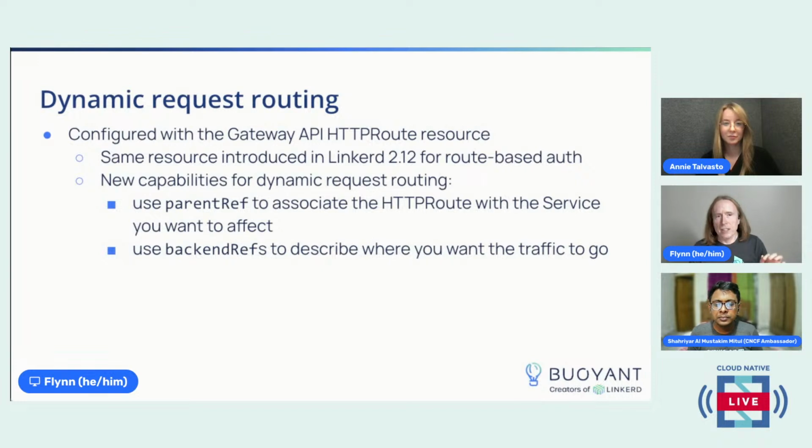Part of this is that Linkerd is actively participating in the Gamma initiative to bring the Gateway API into the world of service meshes. So this is kind of a new capability here. You use the parent ref of the HTTP route to bind the route to a service. With Gamma, you can bind to services, not just with gateways. And then the backend refs are where you describe where you want the traffic to go. And we will show demos of this when we get to the demo.